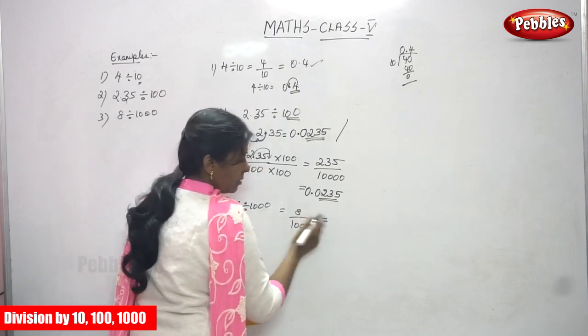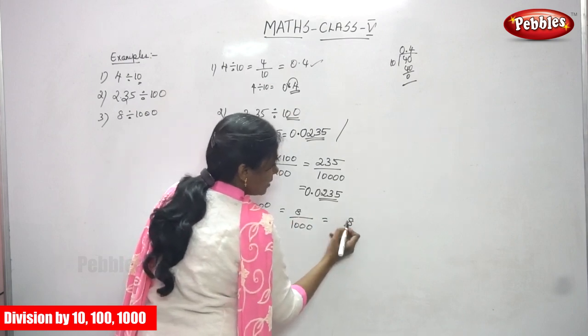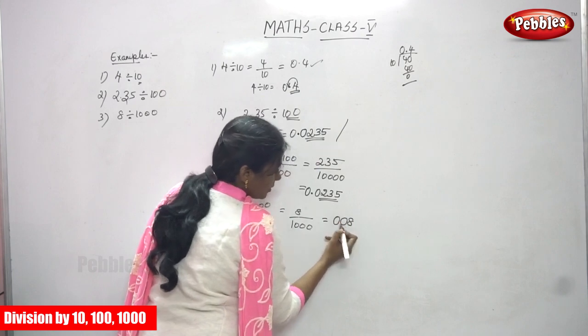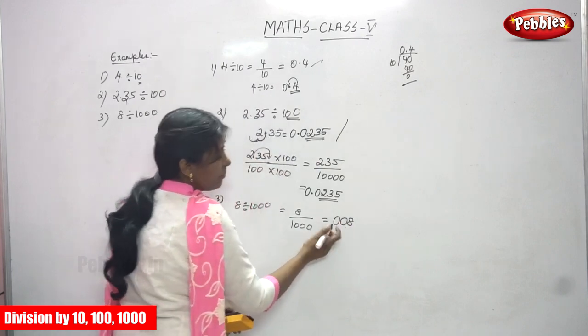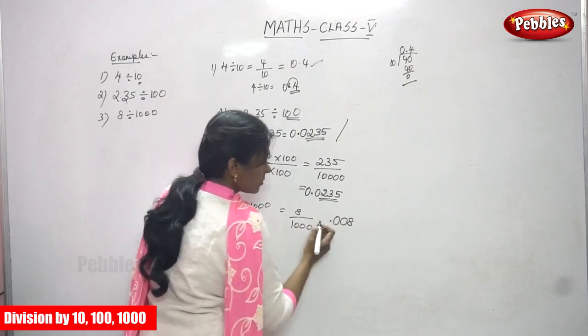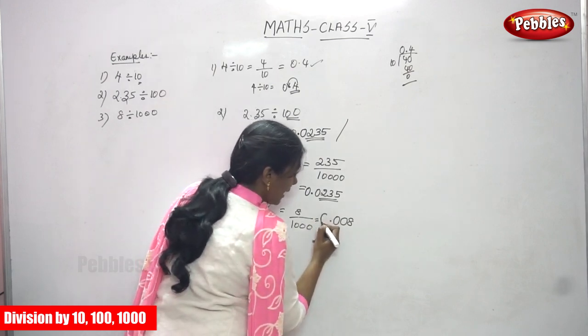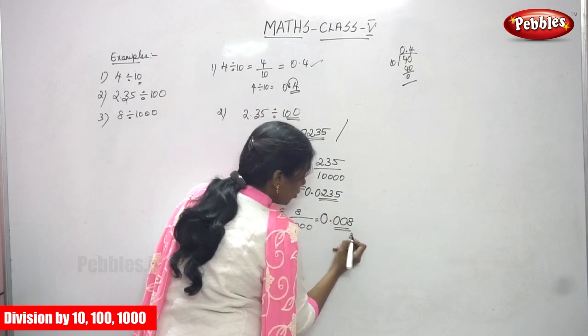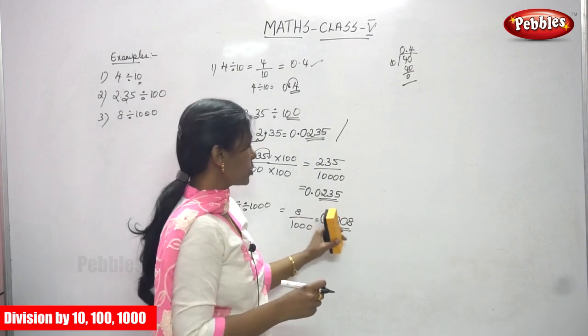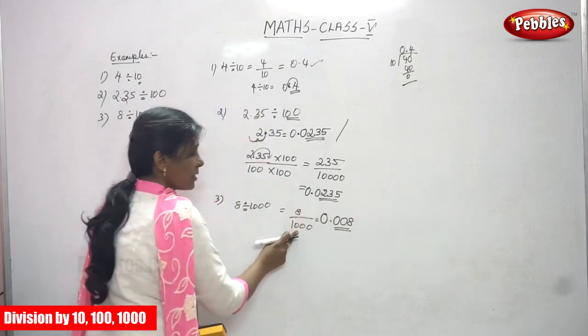So here there is only 1 digit, so you must write 8, and again you have to write 0, and again 0. So it moves 3 places to the left side. After that you must put a point. In front of the point, you have to add 0, because this 0 indicates the decimal. So 0.008. So 8 is divided by 1000.